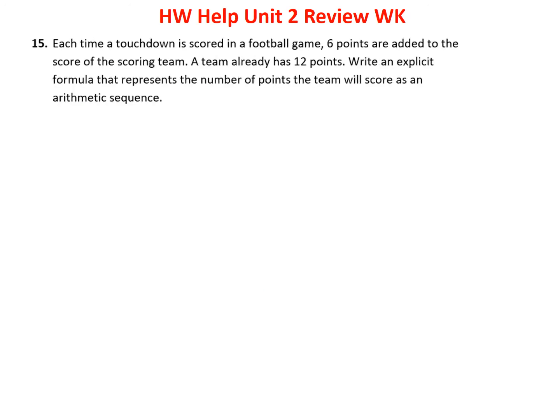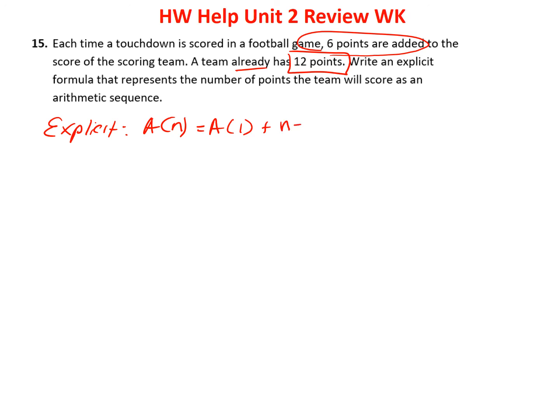Problem 15 is a word problem. It says every time a touchdown is scored in a football game, 6 points are added to the score. A team already has 12 points. Write an explicit formula that represents the total number of points. Remember, our explicit says that the nth term equals the first term plus n minus 1 times the common difference.